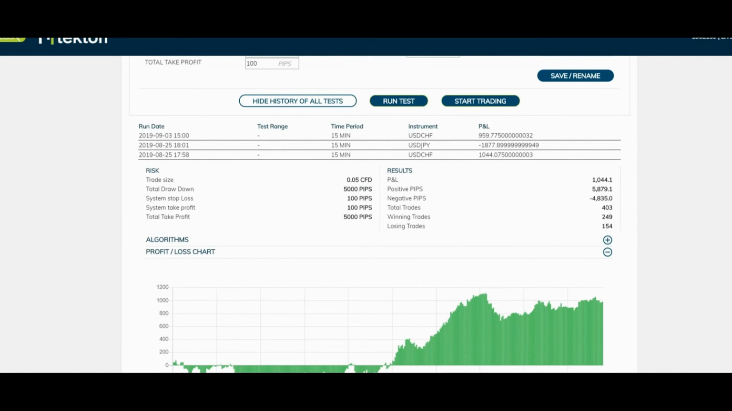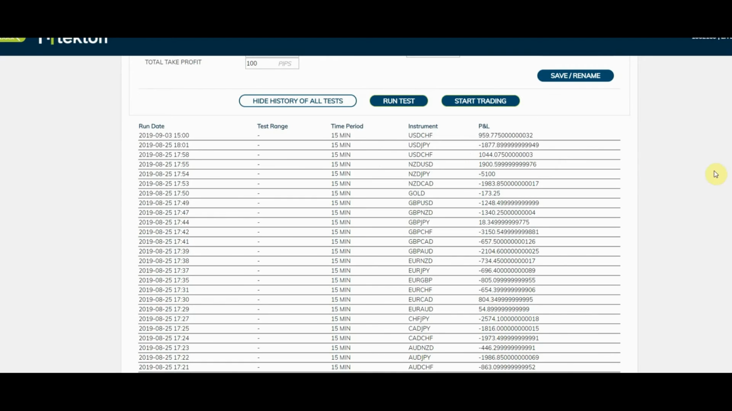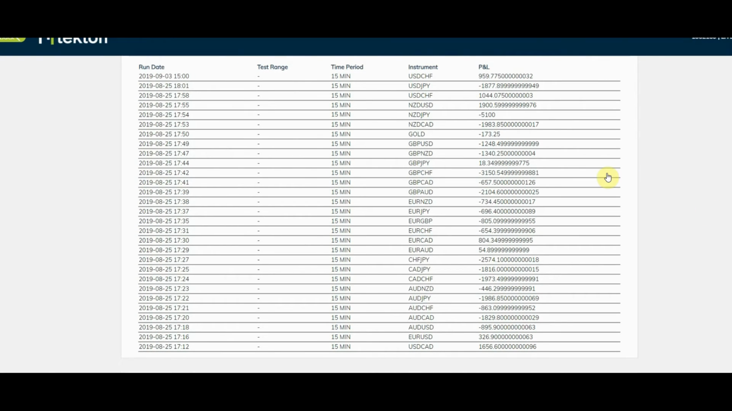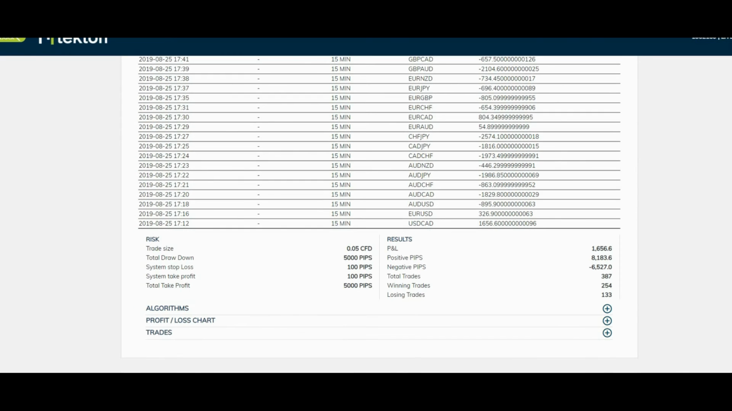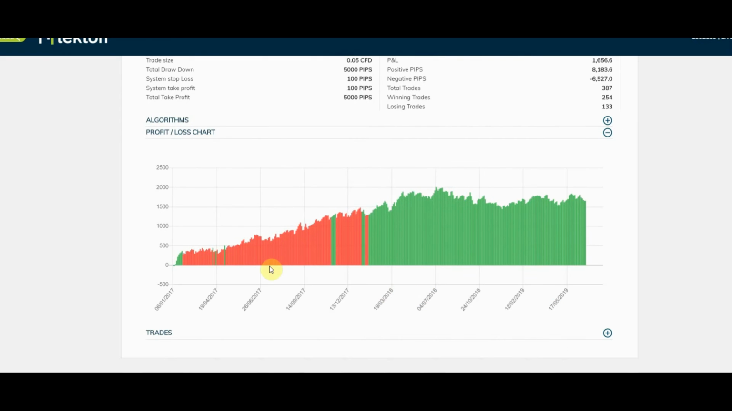Let's look at another one. So we just close this one down. There's another few down here I wanted to look at. There's one down the bottom here. I think it's 656 pips. This one here was 656 pips of profit. And as you can see, good strong growth there. Good strong growth over the whole period.